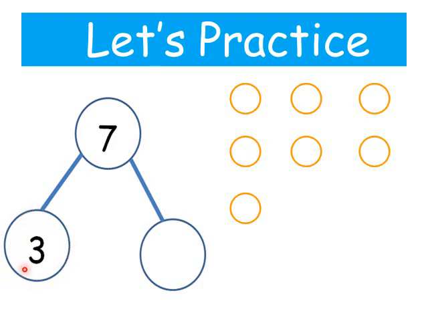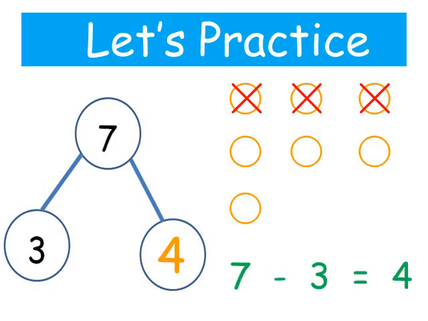How many do we need to take away, guys? That's correct. Help me count 3. 1, 2, 3. Okay, scholars, how many are left? I hope you said 4, because that is our missing number. And when we write our equation, it's going to say 7 minus 3 equals 4.